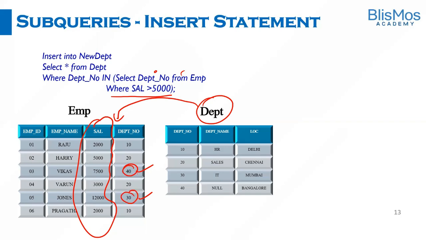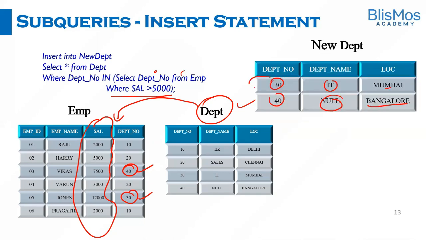And for these two department numbers, we'll select all the records from the department table. That will give a result of these two records where department number is 30 and 40. Those records are taken from department and they'll be inserted into the new table. The way insert works and the way subquery works is the same. You have already understood how the insert works. Now we are combining the subquery with the insert. So the combination of a subquery and main query will give a set of records. Those will be taken and inserted into the new table.